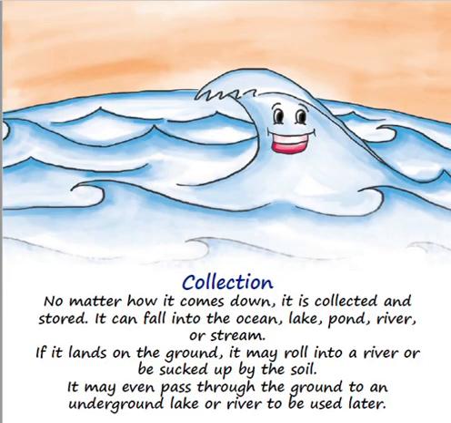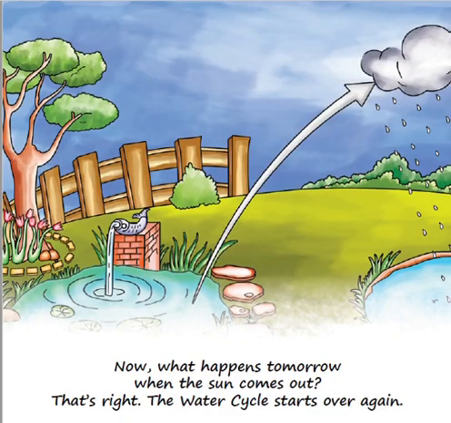And finally, collection. No matter how it comes down, it is collected and stored. It can fall into the ocean, lake, pond, river, or stream. If it lands on the ground, it may roll into a river or be sucked up by the soil. It may even pass through the ground to an underground lake or river to be used later. Now, what happens tomorrow when the sun comes out? That's right. The water cycle starts over again.